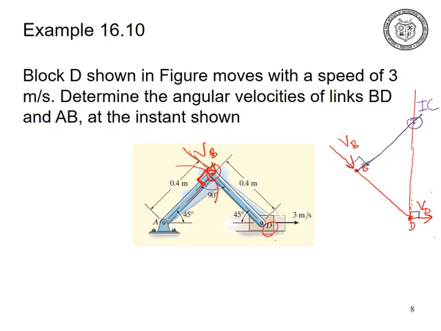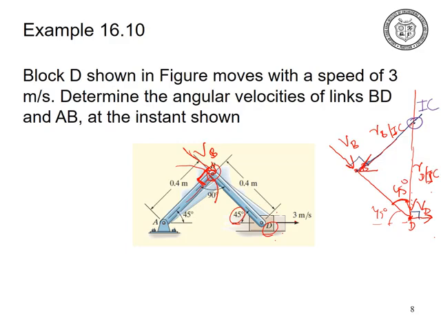The position vector from the instantaneous center of zero velocity: this is the position vector RB with respect to the instantaneous center, and this is the position vector RD with respect to the instantaneous center. As it is given that VB makes an angle of 45 degrees from the horizontal, as given here, what will be this angle? This angle will also be 45 degrees.